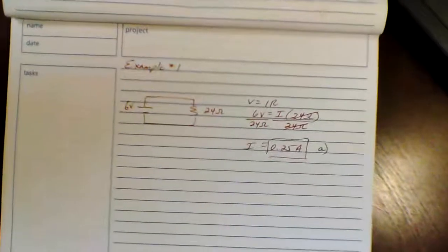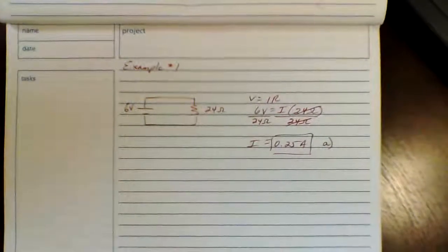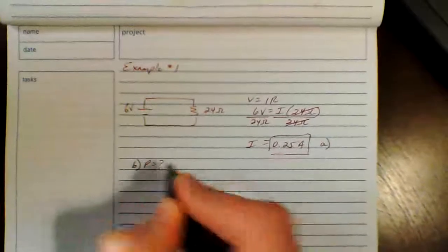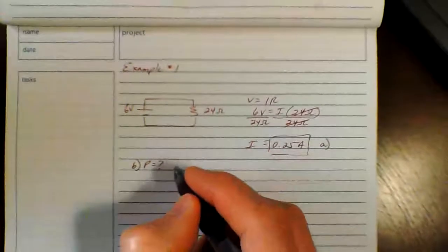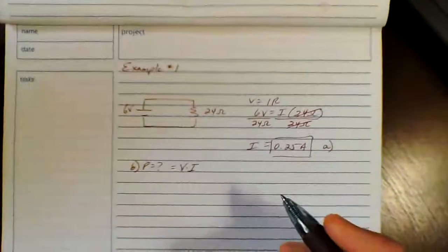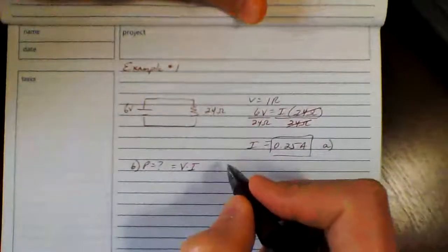Part B says to find the power delivered to the resistor. All right, so we want to find the power. We also know that power is equal to voltage times current. Now there's a big wheel that I may show you guys. I'm not the biggest fan of the wheel.